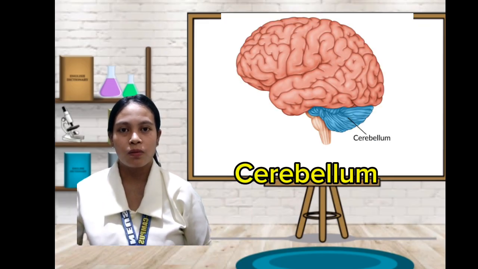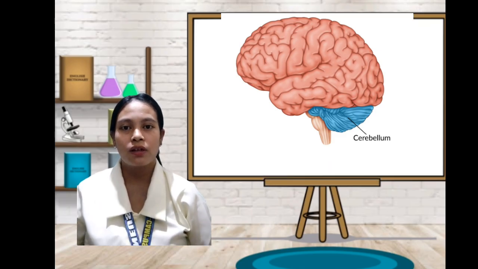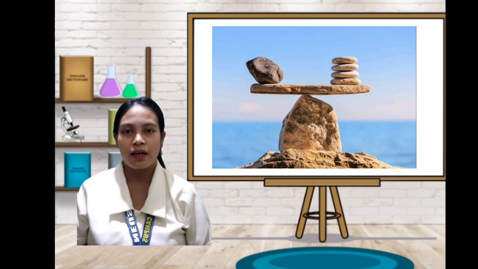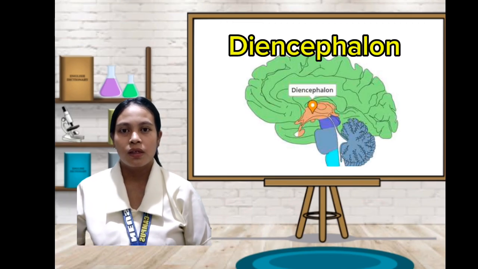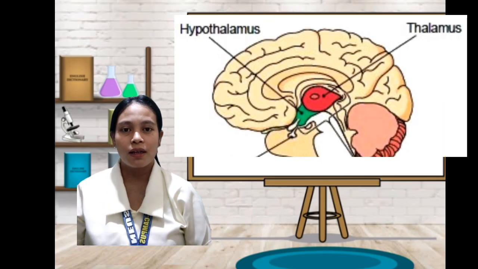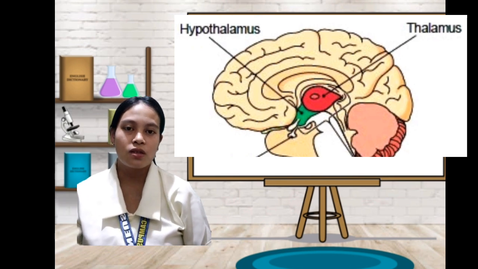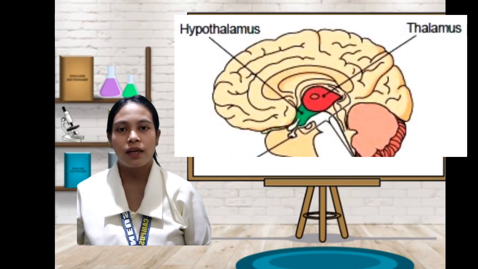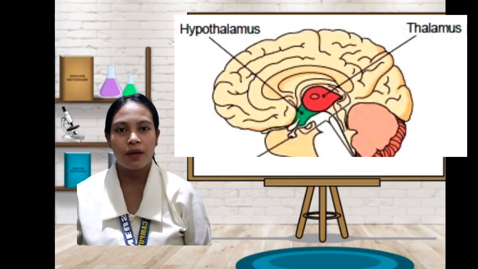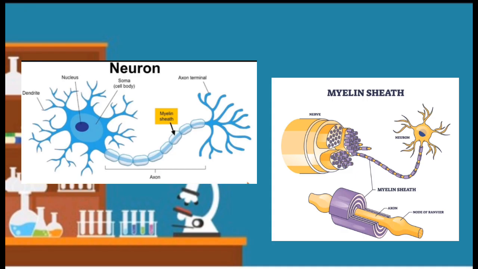Next is the cerebellum. It is located behind and below the cerebrum. It also coordinates voluntary movements such as walking, balance, and posture. The fourth is the diencephalon, also known as the forebrain stem, that includes the thalamus and hypothalamus. The thalamus relays sensory information to the cortex, while the hypothalamus regulates body temperature, hunger, thirst, sleep, and emotions. The other parts of the brain are neurons and the myelin sheath.